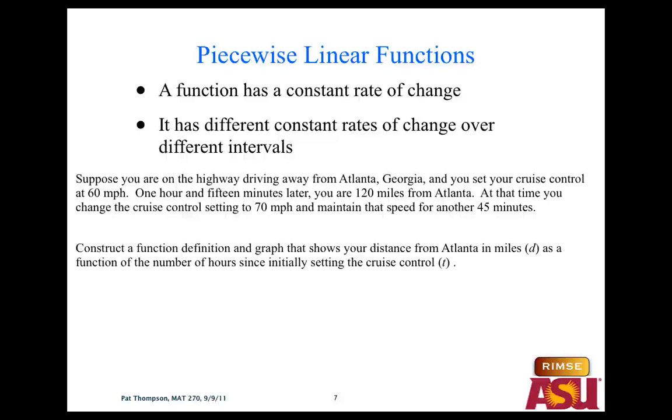So we want to come up with a function that gives distance from Atlanta as a function of the number of hours since you initially set the cruise control. Do you see how that example fits this model? We have a constant rate of change over an hour and 15 minutes, and then a new constant rate of change for the next 45 minutes. So we'll have to come up with what's called a piecewise linear function.